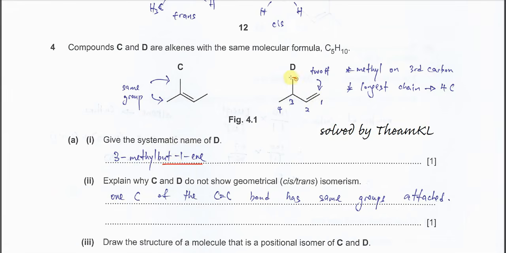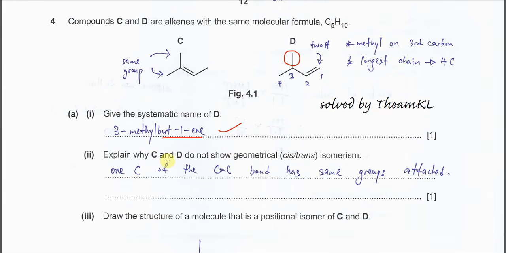Now the substituent is the methyl group, and this methyl group is bonded to the third carbon. So therefore, we put 3-methyl in front, followed by but-1-ene. So this is the name for the compound D.